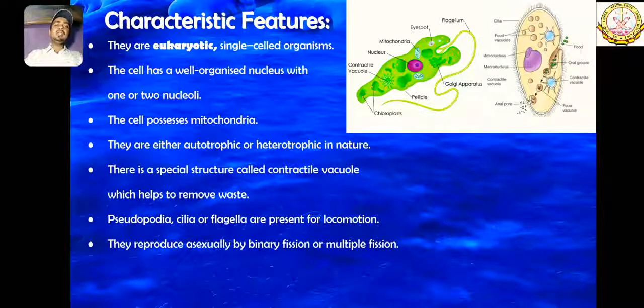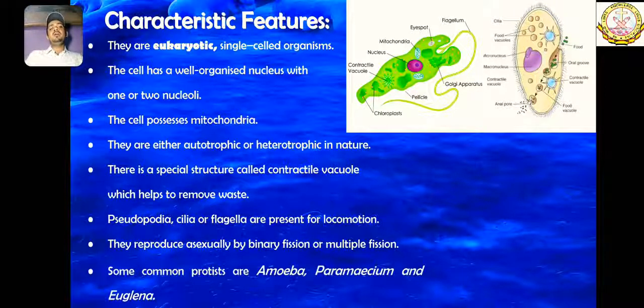They reproduce asexually by binary fission or multiple fission. Since they are still unicellular, they don't have separate specified sex organs, so they multiply by simple binary fission or multiple fission. They either divide in two cells or in many cells depending upon the situation, which we will study. Some common protists are amoeba, paramecium, and Euglena. Paramecium and Euglena we have seen. Amoeba we will see in a while.